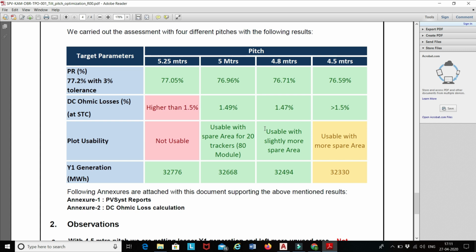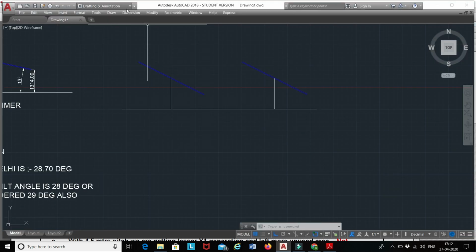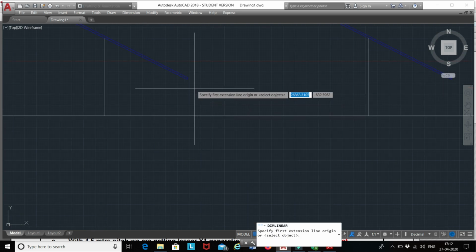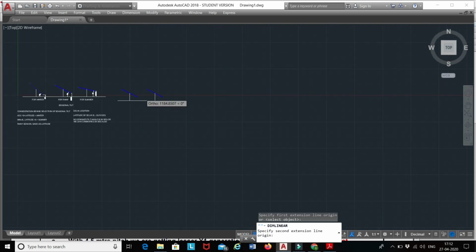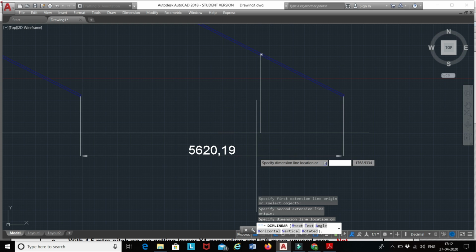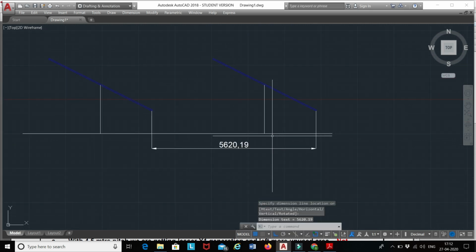where we get good generation data. Another way is that we can also get good generation data by varying the pitch. Actually, what is the pitch? The pitch is the distance between the lower edge of the first row of modules to the lower edge of the second row of modules. So this is the pitch.